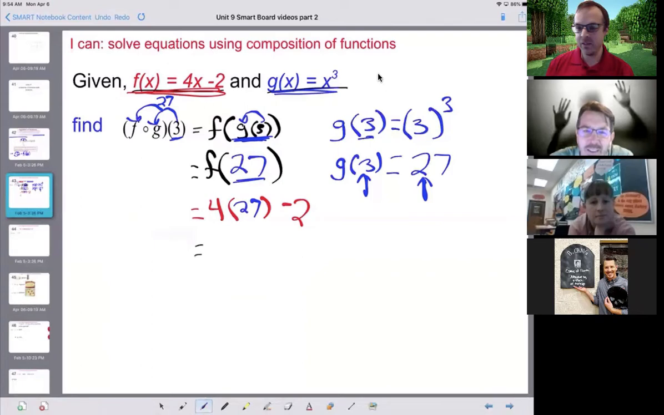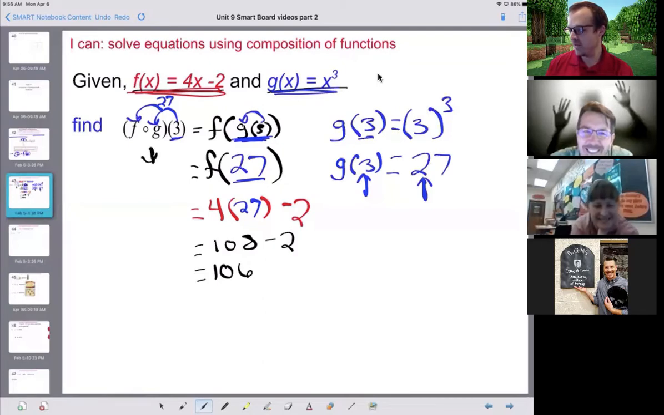4 times 27? 108 minus 2. And 108 minus 2 is? 106. And so if you were to bring this all the way down and keep on writing it, you have f of g of 3 equals 106.